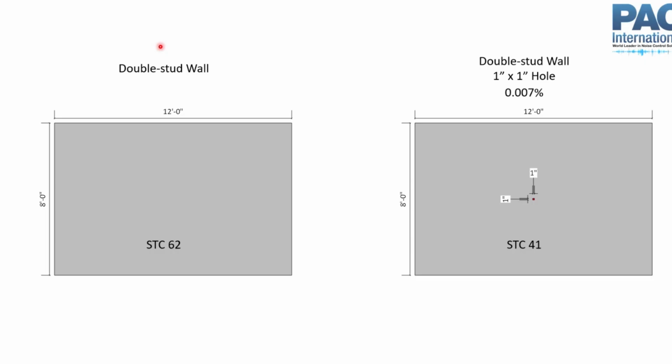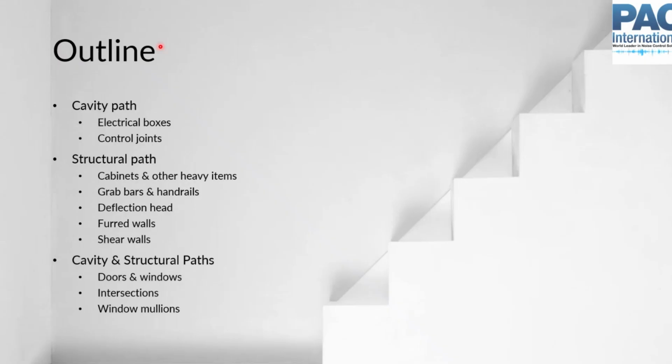And that hole is 0.007% of the total area of that wall. And so you can think this could be just a hole for an outlet. This could be the crack underneath a door. All of these little things. It doesn't need to be much in order to dramatically reduce the acoustical performance of your assembly. So all of these details are critical in order to actually achieve in the real world the acoustical performance that we're sort of expecting based off of laboratory test results.